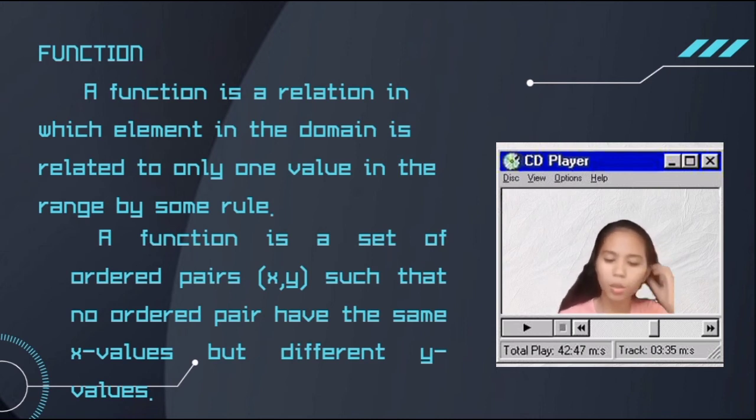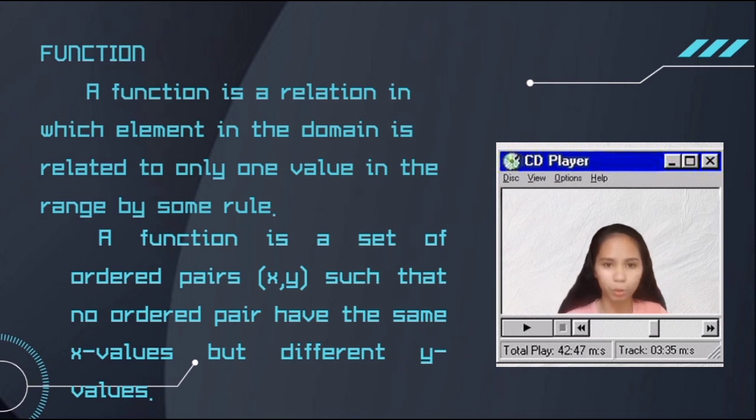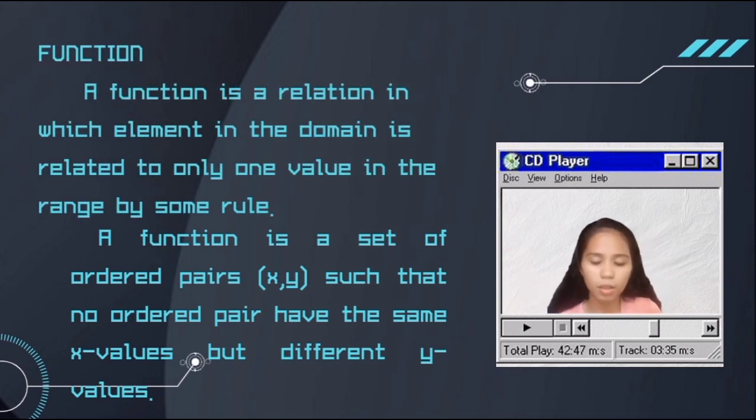A function is a relation where each element in the domain is related to only one value in the range by some rule. The elements of the domain can be imagined as inputs to a machine that applies a rule so that each input corresponds to only one output. A function is a set of ordered pairs (x, y), such that no two ordered pairs have the same x value but different y values.